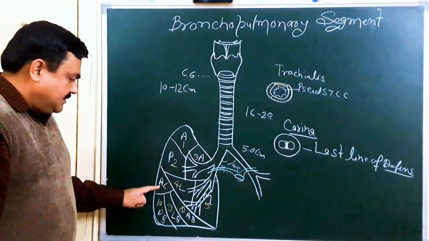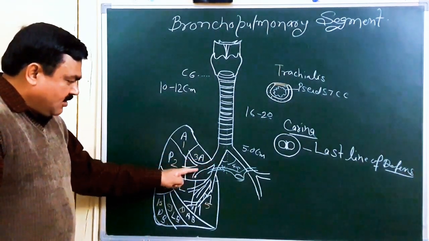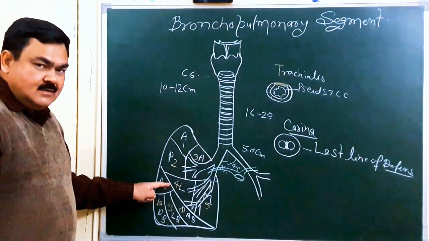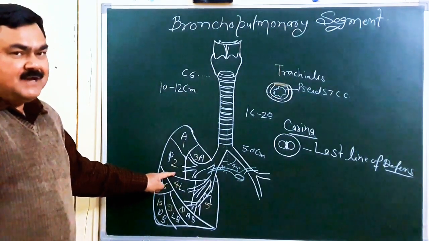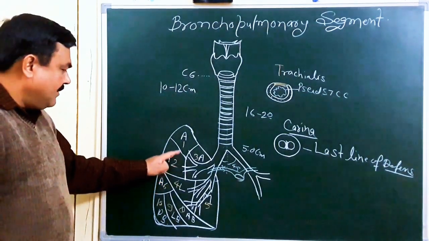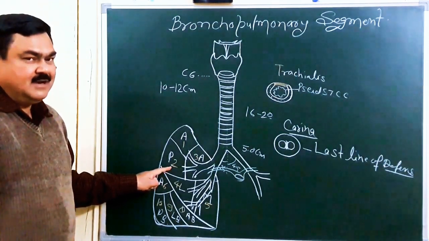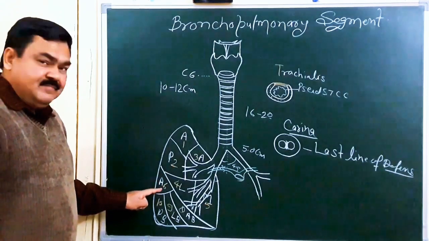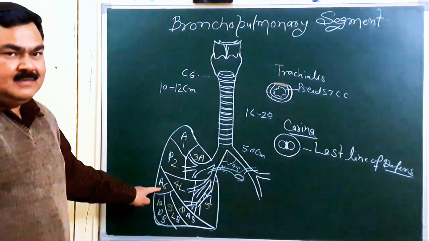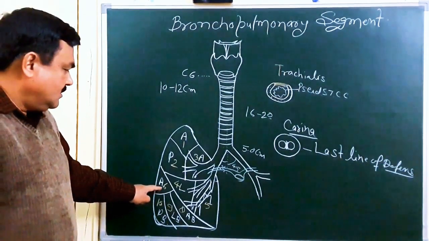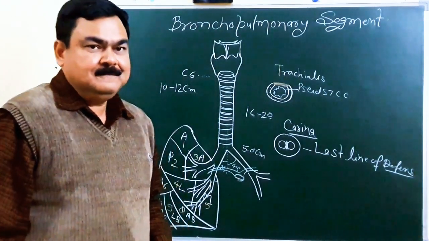These number 2 and 6 are more in line with the principal bronchus. So these two are mostly infected. Tuberculosis is more common in this number 2 bronchopulmonary segment. And here aspiration pneumonitis is more common in number 6. So this is about the bronchopulmonary segment of the right lung.